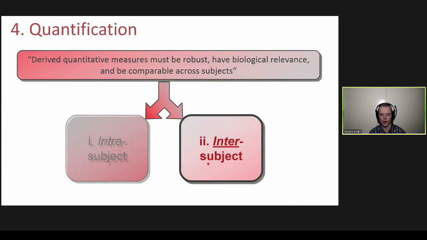So finally, a little note on inter-subject quantification.